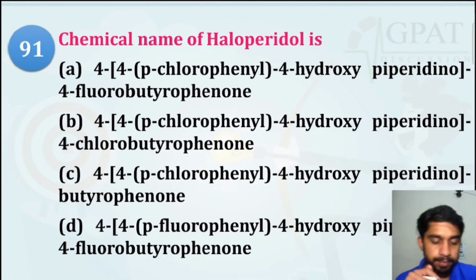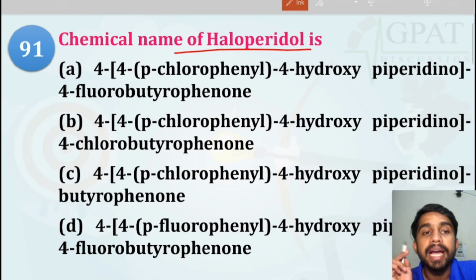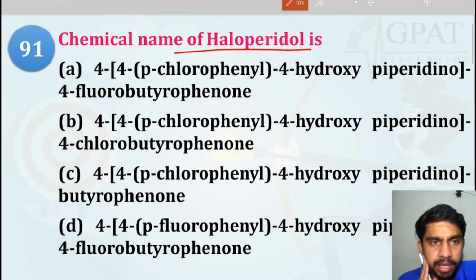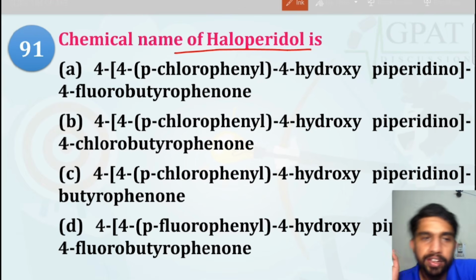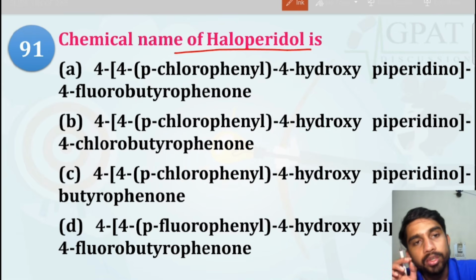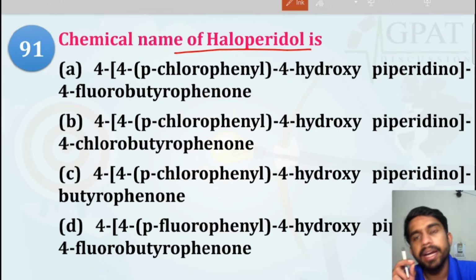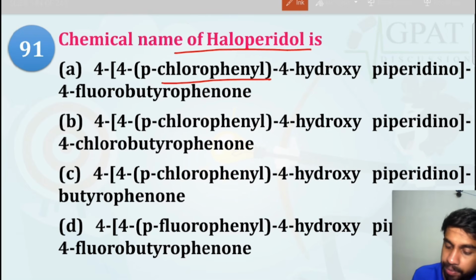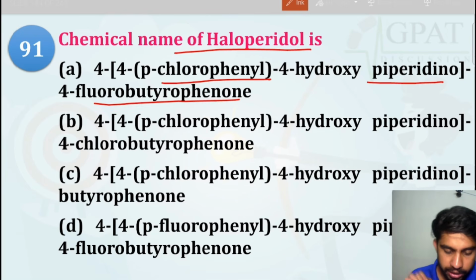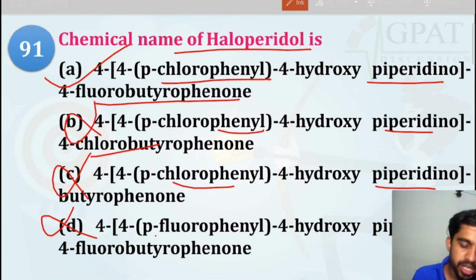Question number 91: chemical name of haloperidol. What is the chemical name of haloperidol? It consists of a chlorophenyl group, a fluorobutyrophenone moiety, as well as a piperidinol ring. Remember, piperidinol ring, not piperidol. So 4-chlorophenyl is there, piperidinol is there, and fluorobutyrophenone is there. Chlorobutylphenone, no. Butylphenone, no; fluorophenyl, no. So the correct answer for this question will be option A.